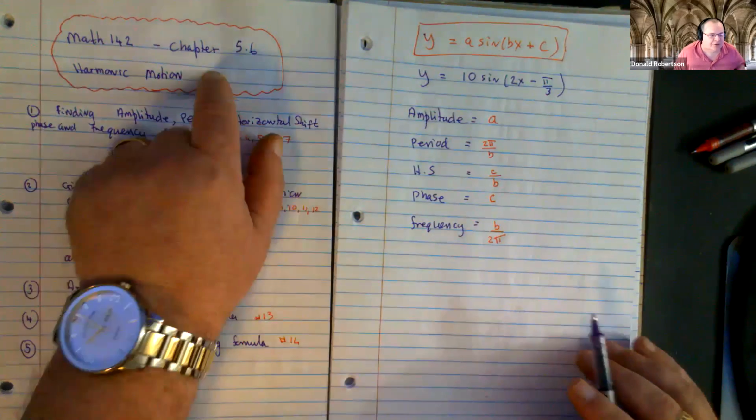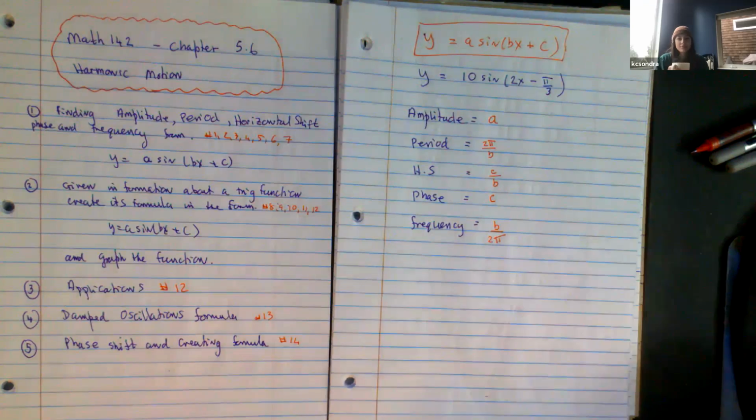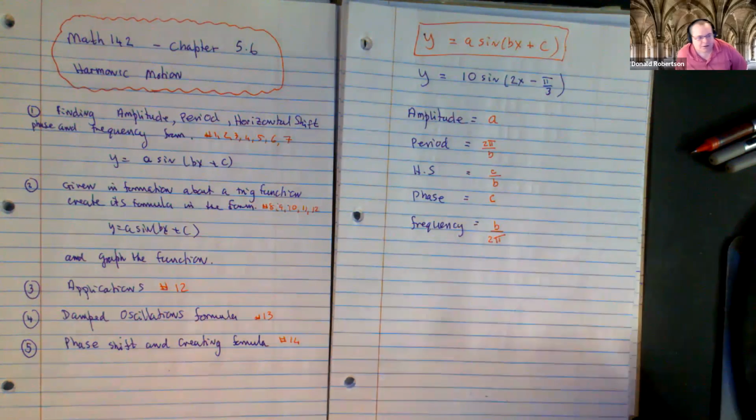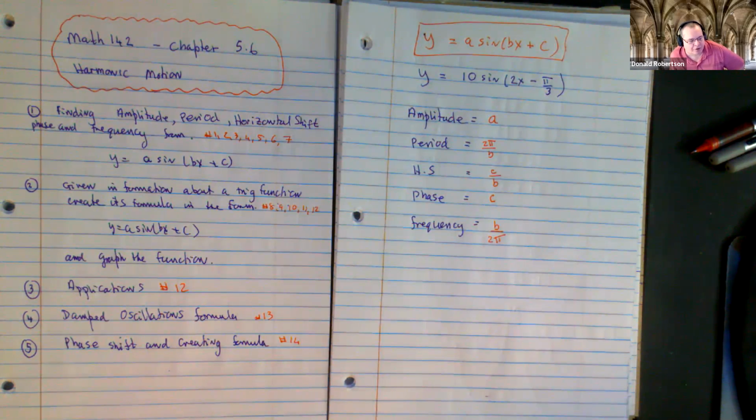We're going to look at our last chapter, last part of chapter 5. So we're going to look at harmonic motion. There's a fair amount of overlap in this and things that we've touched on earlier. So don't be surprised when you think, well, we've covered that. The answer is we probably have.